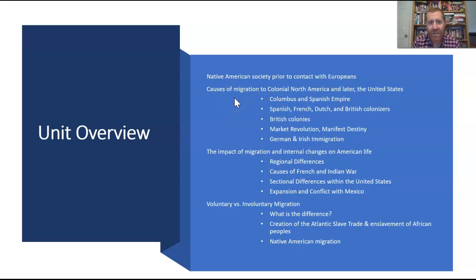All right, this unit overview, I've kind of broken it up into some topics here. We're going to look at Native American society prior to contact with Europeans. We'll look at the causes of migration to colonial North America and later the United States. We'll look at the impact of migration and internal changes on American life. And we'll look at voluntary versus involuntary migration. Within these categories, I've listed some specific topics that we might talk about, or that you might include in your notes.